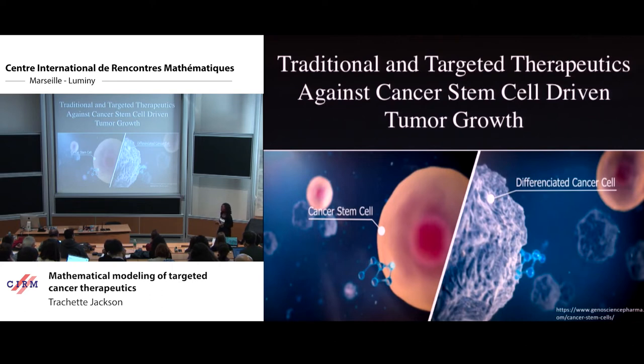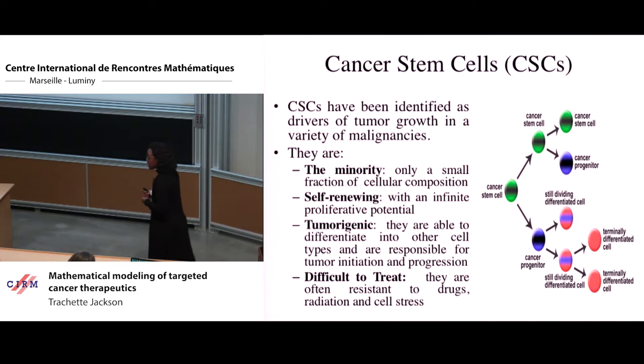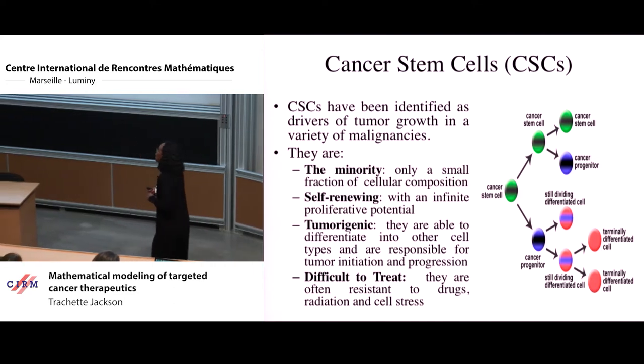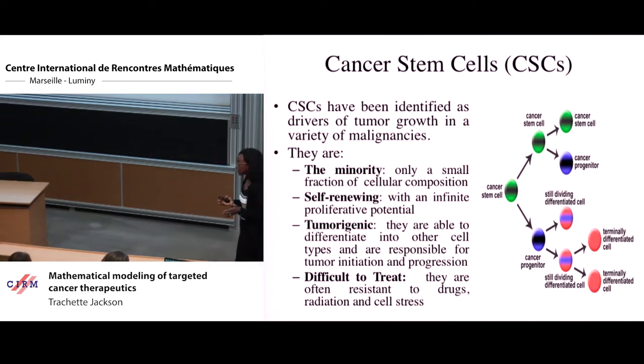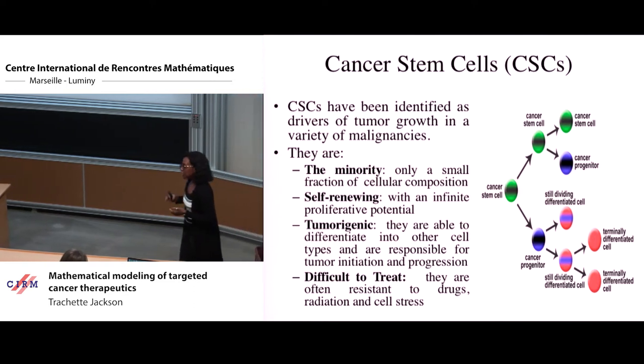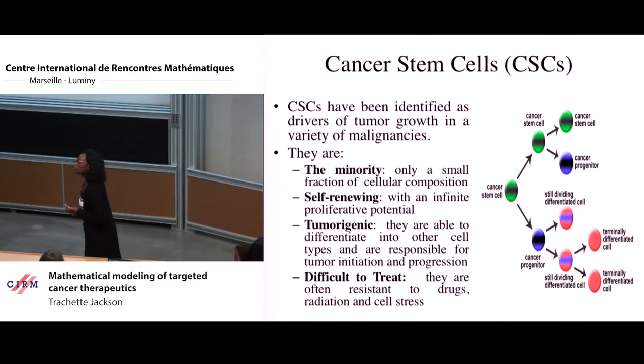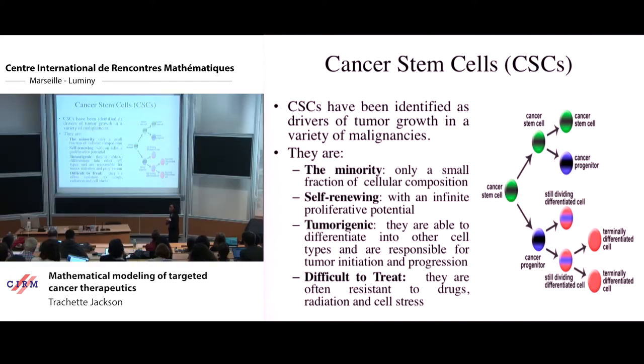So what are cancer stem cells? Well, they have been identified as the drivers of tumor growth in a variety of cancer types. Some features that they always seem to have in all of those cancer types, they're always the minority. They're a very small portion of cells. They self-renew, so they have the ability to make more of themselves with infinite proliferative potential. They are the tumorigenic cells. So they are the cells that can form new tumors, and they are the ones that are probably the most difficult to treat. They're resistant to drugs, radiation, and cell stress.